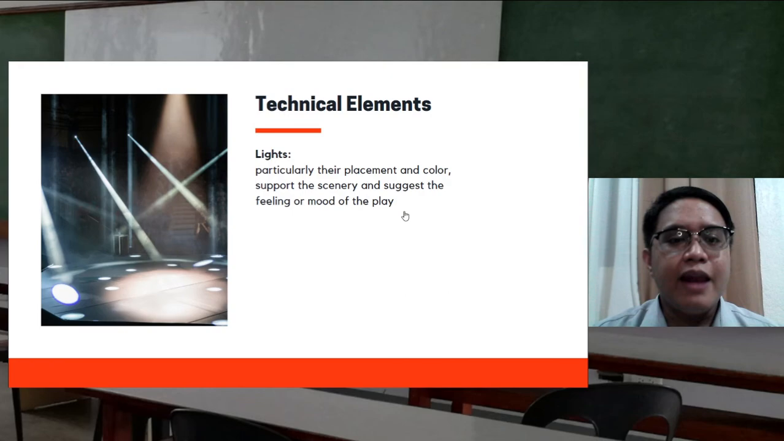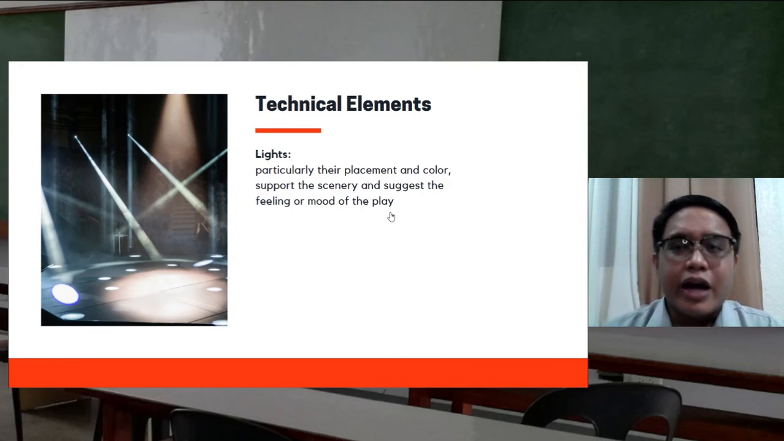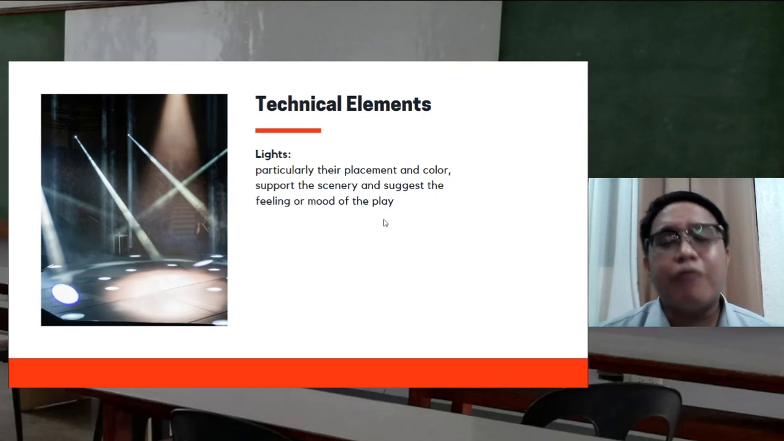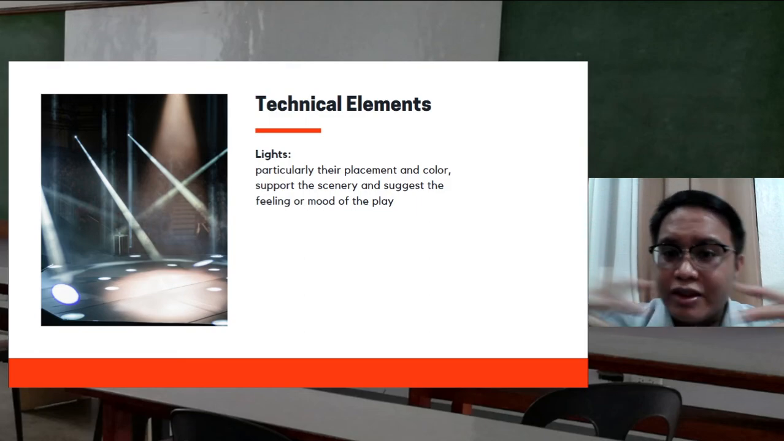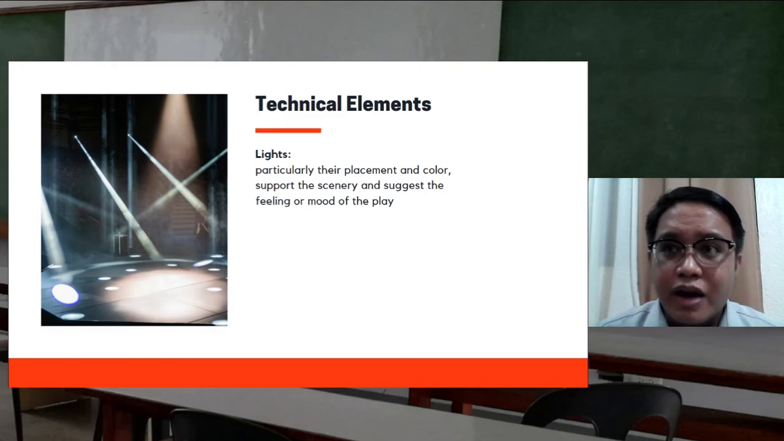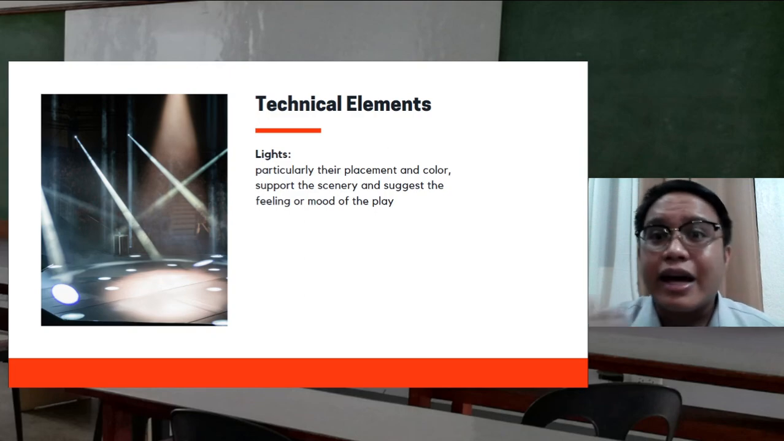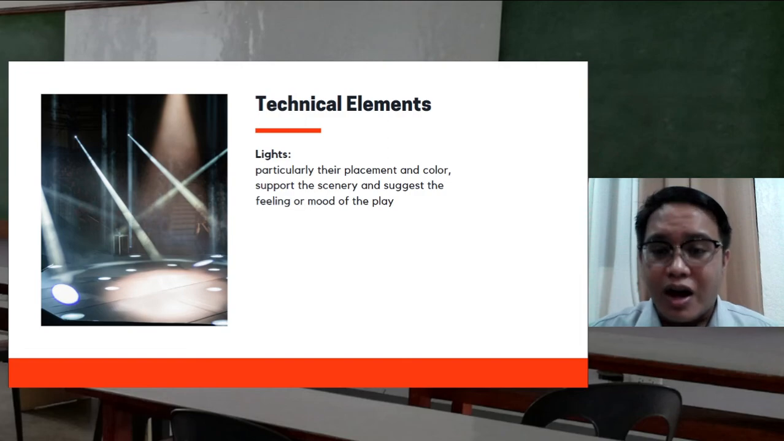Next is the light. Particularly with light, it's the placement and the color. Each placement and each color of light means something. Let's say, if the light on stage is red, that means something bad is happening, right? But if it is a light-colored light, that means something not very serious is happening. So lights will tell you the mood of the play, the feeling or the mood of the play.